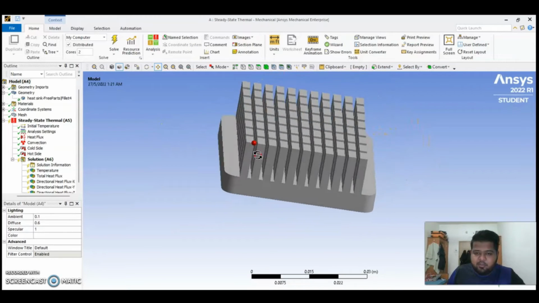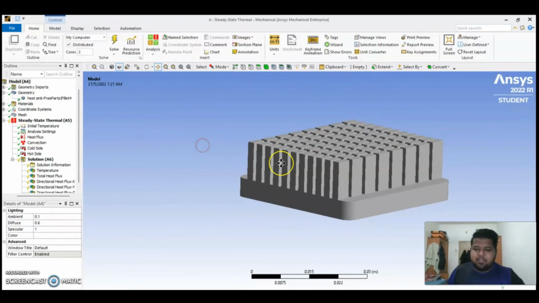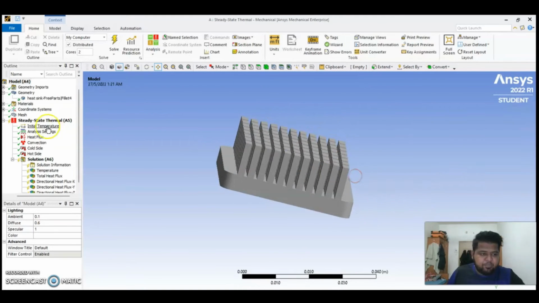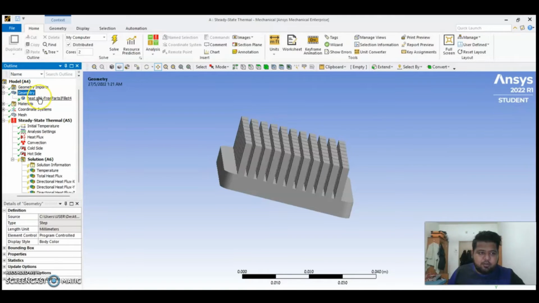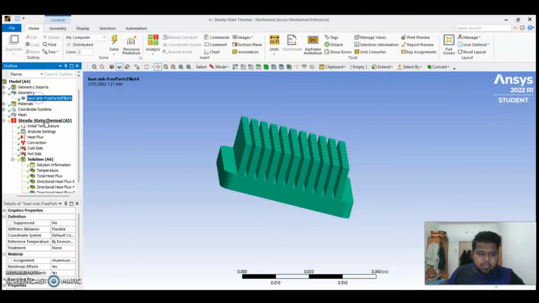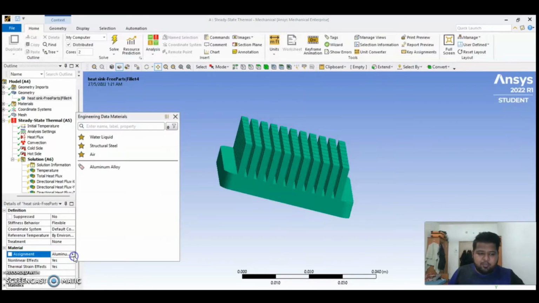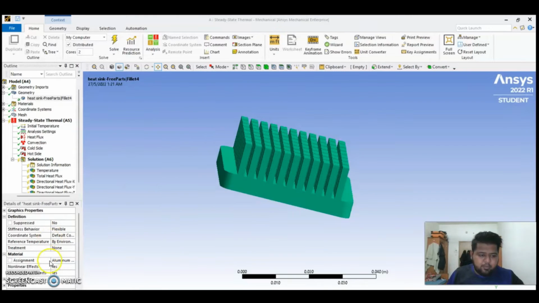So this is our geometry of a heat sink. Our heat sink is full of fins which are uniformly placed. Next let us look at the geometry. Once you're in geometry, you click on the model and then go to material, and below material is assignment. You have to be sure that your model is aluminum, since you want to run an analysis using aluminum alloy, and most heat sinks are made of aluminum alloy and many other different materials such as stainless steel and so on. We click on aluminum alloy.